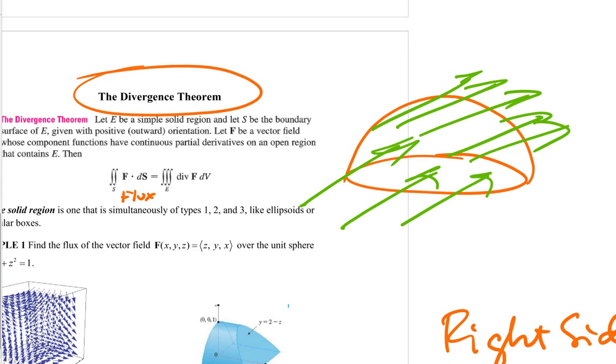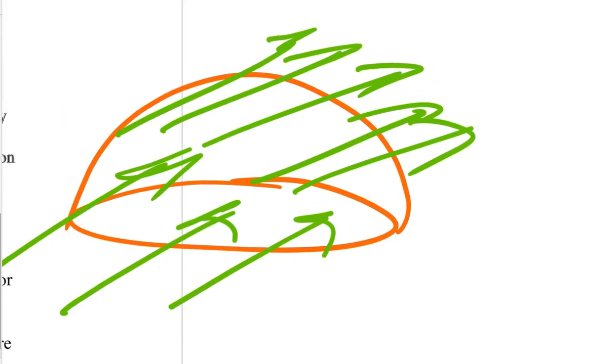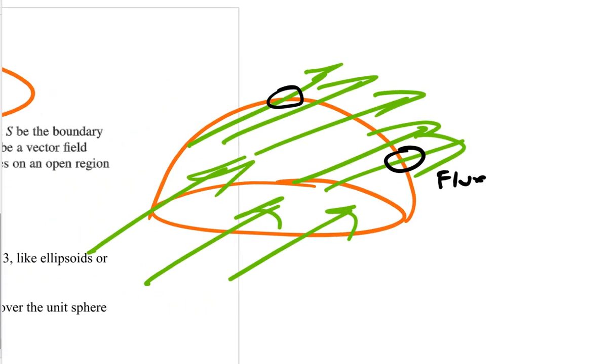All right. So the flux is the amount of the vector field going through the surface itself. So if the vector field is perpendicular to the surface, like it is here, there's a lot of flux. So flux is great. If it's this here, it would be less flux there. All right. So in 16.7, you have problems like this.